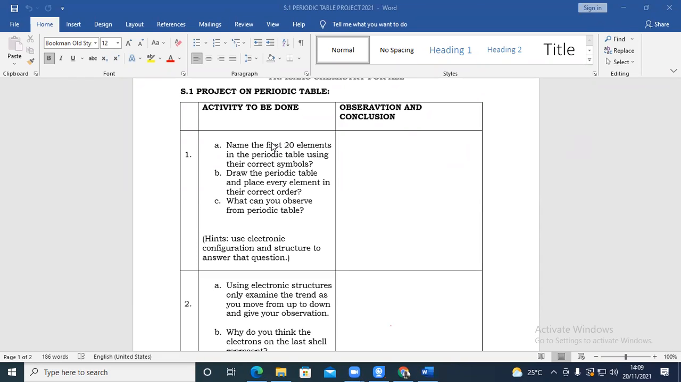Okay. As we wait, as we go on, those ones are very easy. At least we have an idea about them. You can tell us the first 20 elements and their correct symbols.